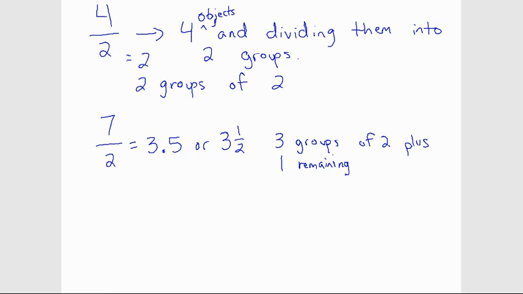Let's talk about one more. 1 divided by 2. This would be 0.5. So this would be 0 groups of 2 with 1 remaining.